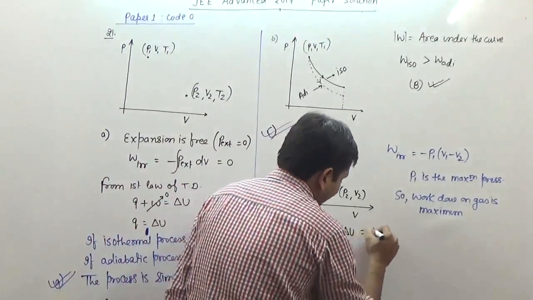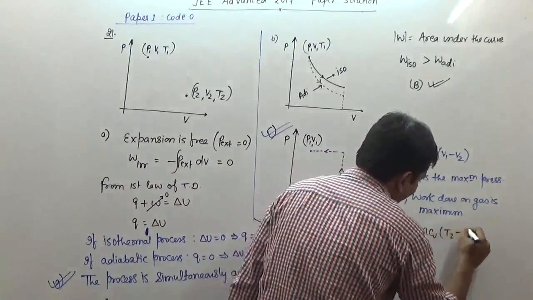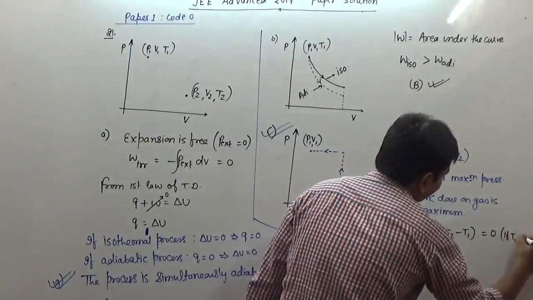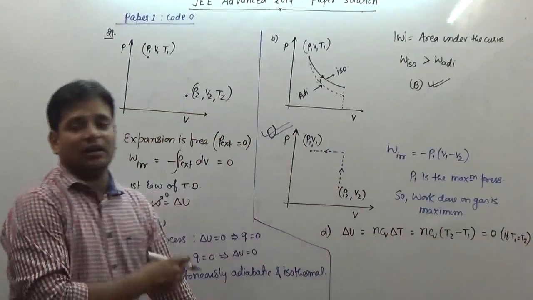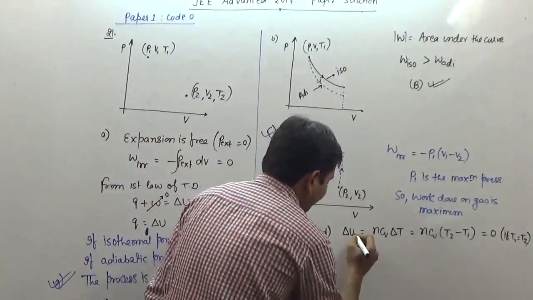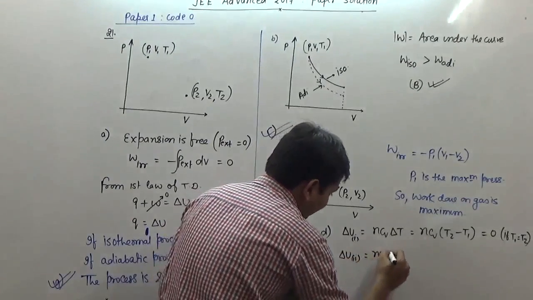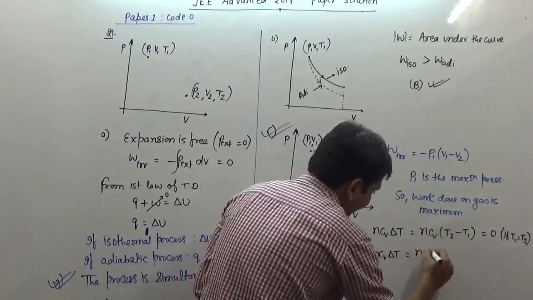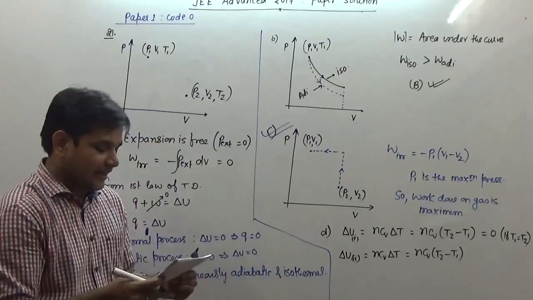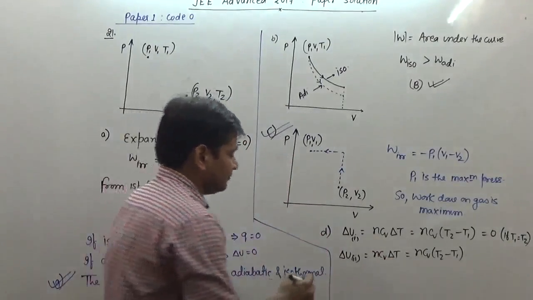So delta U is nCv delta T, which is nCv (T2 minus T1). If T1 is equal to T2, the final and initial temperatures are equal, so delta U1 will be 0, and delta U2 will again be nCv delta T, that is nCv (T2 minus T1). Now it is telling that the process is an adiabatic condition, and it is an expansion.